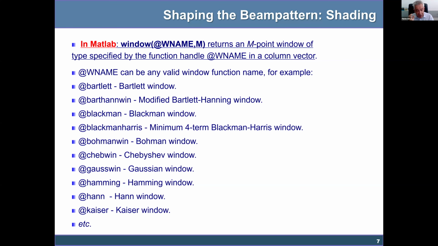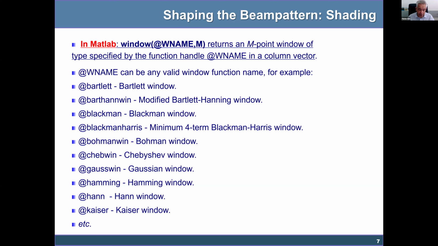So I will try to explain why there is a trade-off. If you do help window in MATLAB, you find many windows: Bartlett, modified Bartlett, Hanning, Blackman, Bohman, Chebyshev, Gaussian, and so on. There are so many windows that it's clear that no one is optimal, but they just provide a different trade-off between masking and resolution. The trade-off, as you will understand, is between masking and resolution.